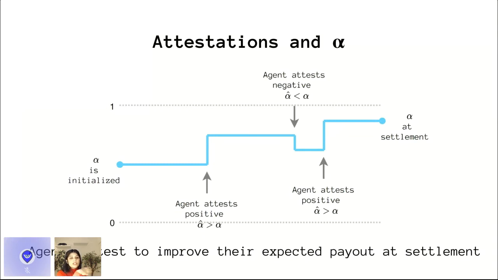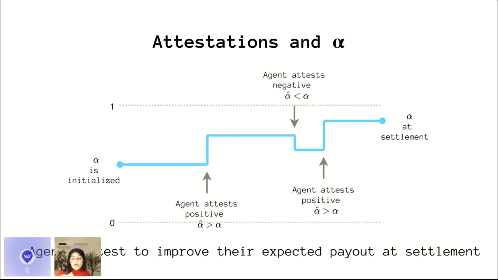So what we do is we initially set alpha, the risk parameter, to some value. Here it is initialized to 0.5, which indicates an equal likelihood of failure and success. Then we let the system run, and we let the agents take their actions. Whenever an agent attests positive, alpha will increase. It will go towards 1, where 1 represents that the project will definitely succeed and all of the agents believe that. And 0 represents that the project will definitely fail. So whenever an agent attests positive, it goes up, and when an agent attests negative, it goes down. That's how we update alpha.